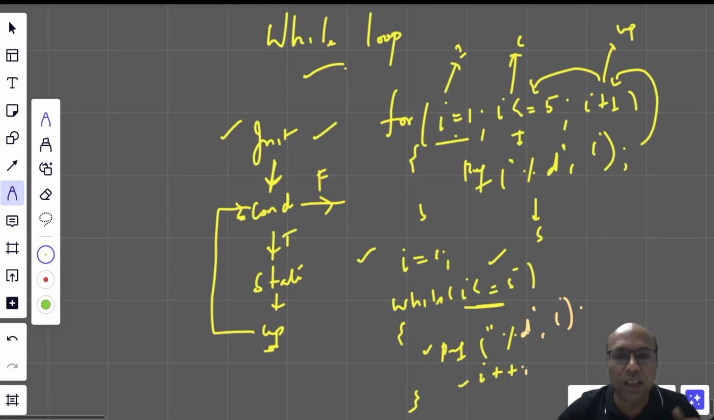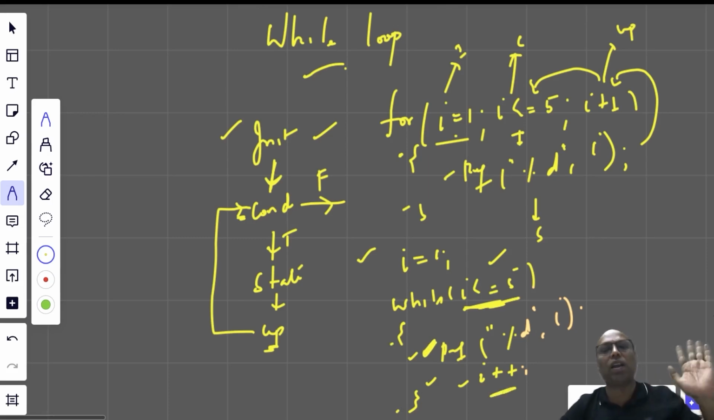That means in the structure of the while loop, the only difference is that the while contains only the condition, and your statement block contains your updation also. Remember, after the for, if you don't put a brace, no problem because one statement will get attached. But after the while, if you don't put a brace, only one statement will get attached. The updation will be outside, which means it will never get updated. It will become an infinite loop. Therefore, in a while loop, my brace is mandatory.